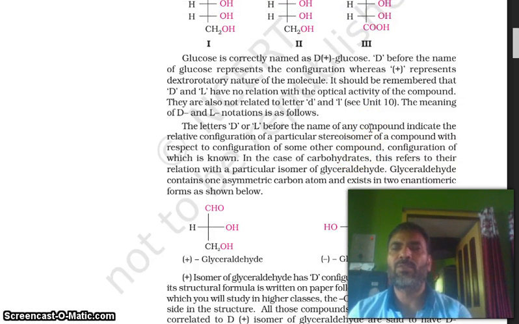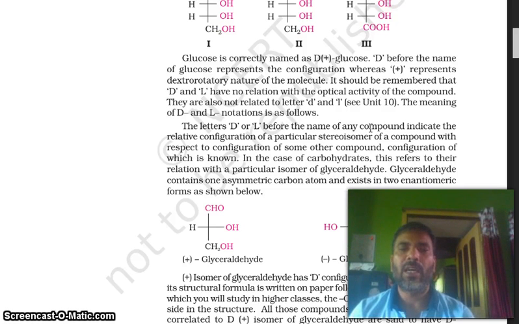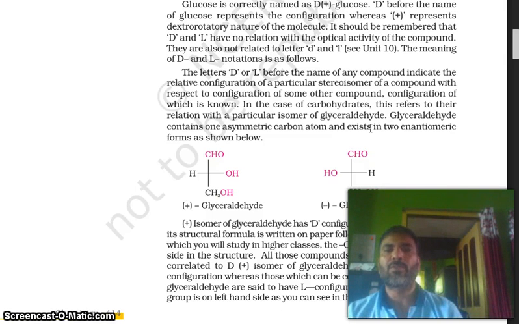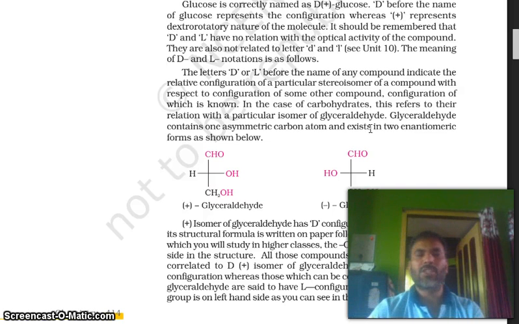D(+)-glucose. D before the name of glucose represents the configuration, where (+) represents the dextrorotatory nature of the molecule. It should be remembered that D and L have no relation with the optical activity of the compound. They are also not related to the letters d and l. The meaning of D and L notation is as follows. The letter D or L before the name of any compound indicates the relative configuration of a particular stereoisomer of a compound with respect to the configuration of some other compound, the configuration of which is known.